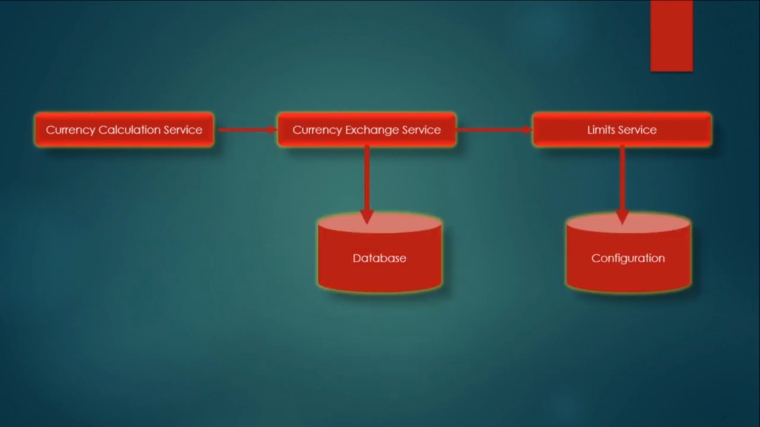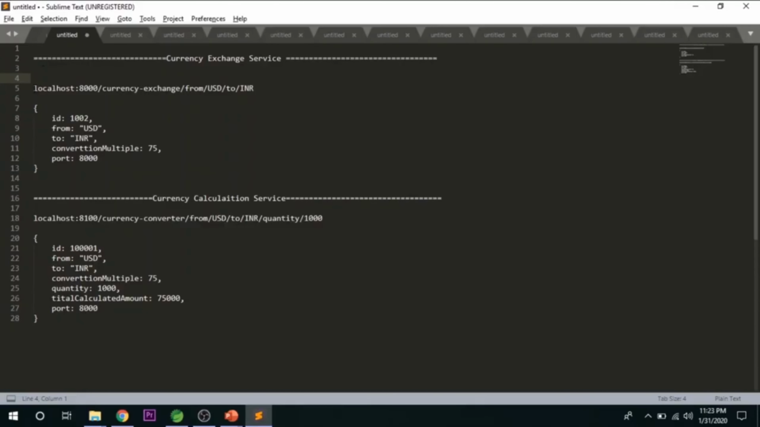Now we are going one more step ahead, and we are going to create this currency exchange service. This currency exchange service will be talking to a database by using JPA, and the currency calculation service will be talking to this currency exchange service. Why will we be using this? Suppose you want to convert a US dollar into Indian rupees. What things will we need to convert USD into INR? Let's try to understand it like this.